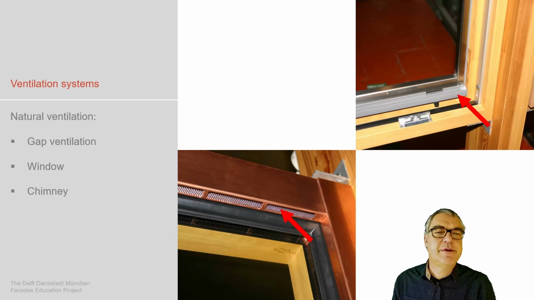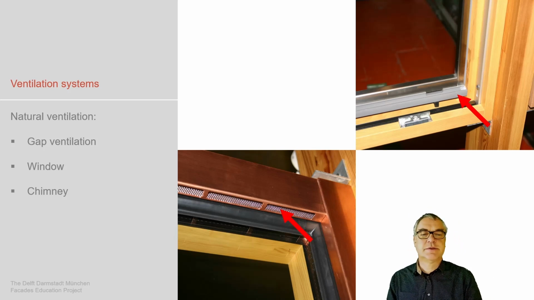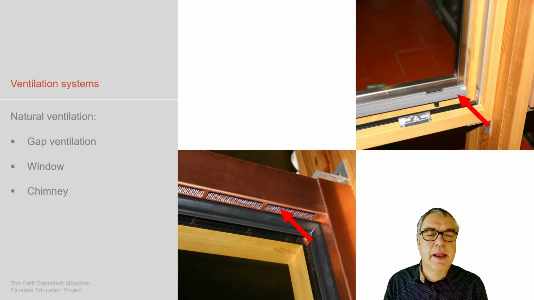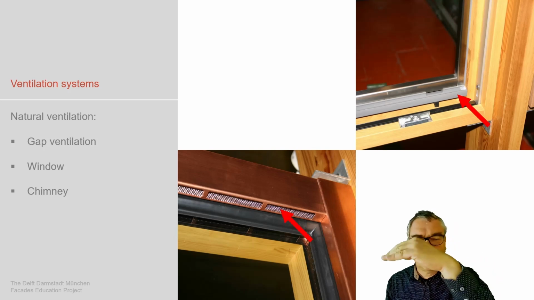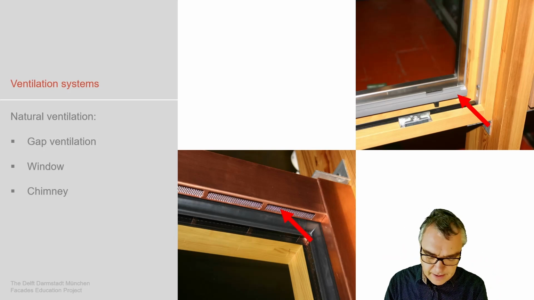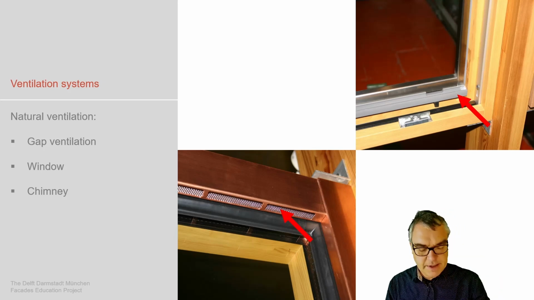This is a typical gap ventilation. You see where the arrows are. There is a small grid which allows air to penetrate through the system at the window frame, which could be constant ventilation, which could be left open during rain, but we are also able to close it as a system.